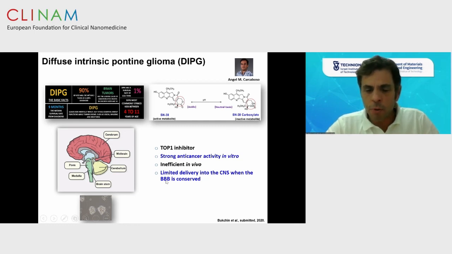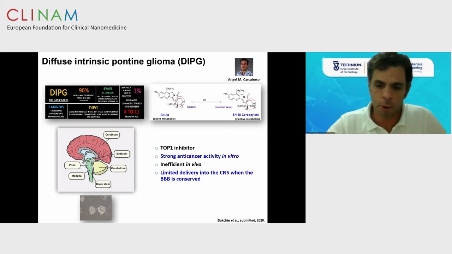And I would like to stress this point. As opposed to other brain tumors, in DIPG, the BBB is fully conserved. So we face the same problems as we face in other CNS diseases. We will not be able to deliver any drug from the systemic circulation into the brain.